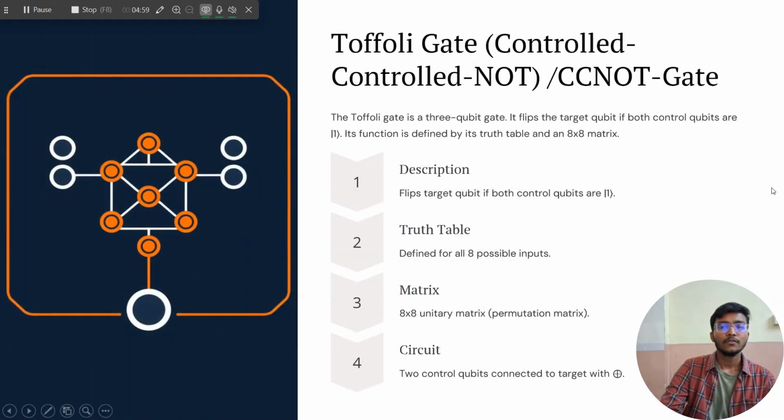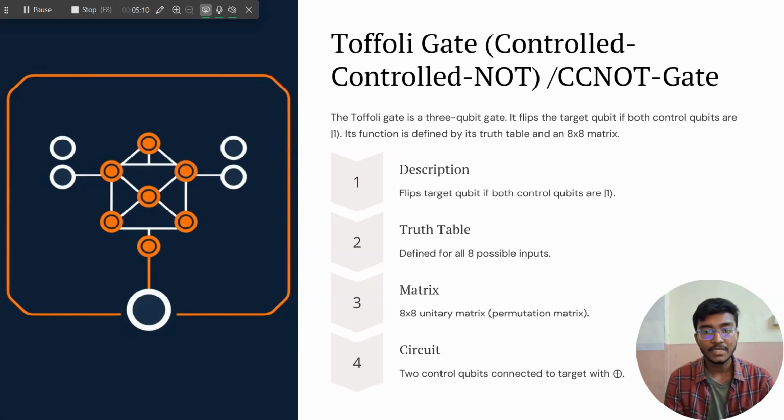So let's move on to the second gate, that is the Toffoli gate. The Toffoli gate is the controlled-controlled-NOT, CCNOT gate, as the Toffoli gate is a 3-qubit gate. Now, what the 3-qubit gate is divided into is two control gates and one NOT gate, that comprise the 3-qubit gate.